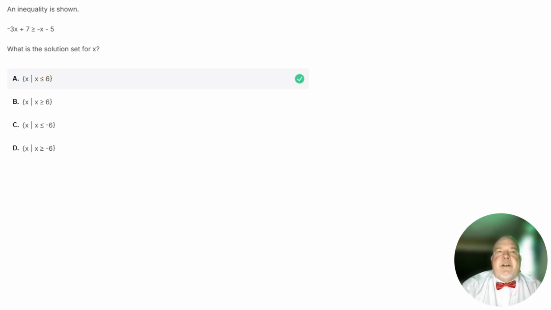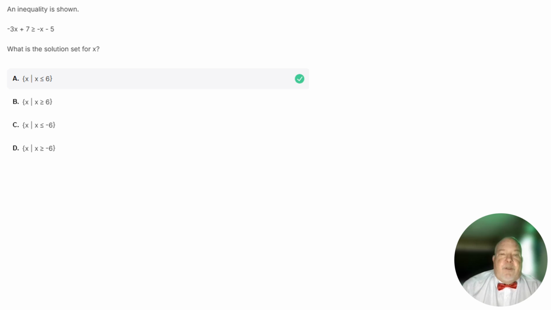So what we have here is an inequality, and they're asking us to solve this, to find the solution set for this. So solving inequalities is almost exactly the same thing as solving equations, where you're using opposite operations on both sides to get the variable by itself. There is one difference in solving inequalities. We'll talk about that in a second if that shows up.